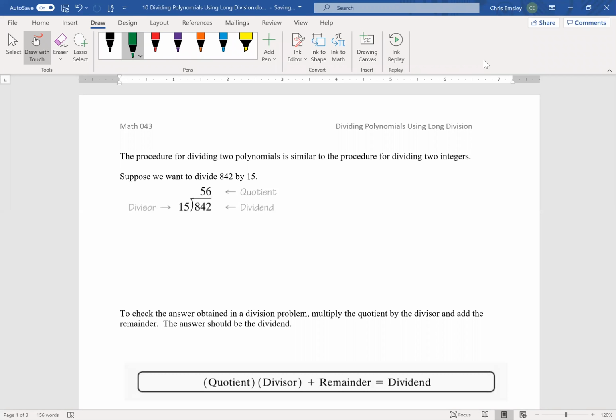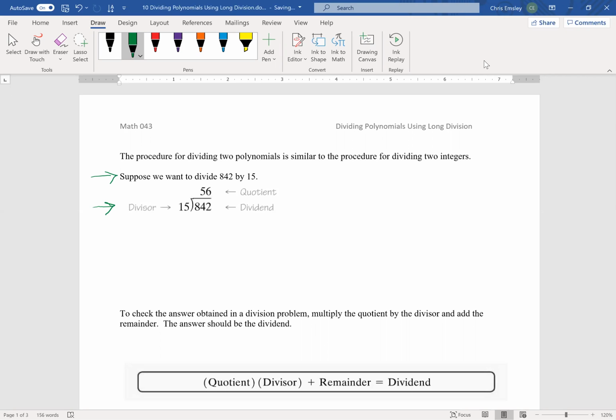In this video, we are going to look at dividing polynomials using long division. But before we look at polynomials, we're just going to look at numbers. Okay, so you can see we have a little division problem over here. Suppose we want to divide 842 by 15. And so we have that division problem set up right here.